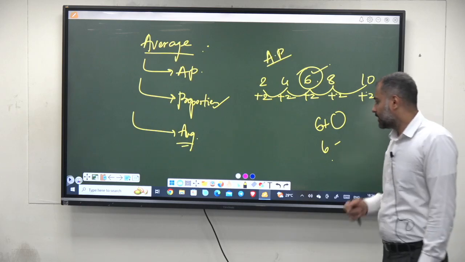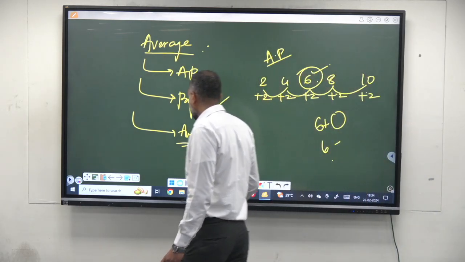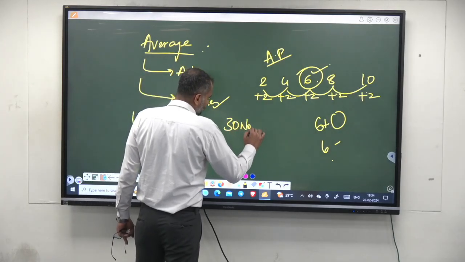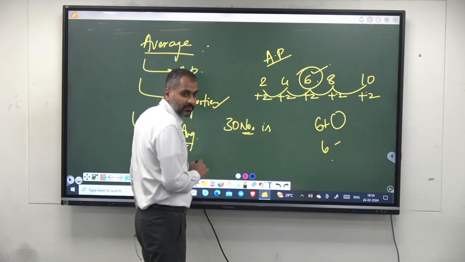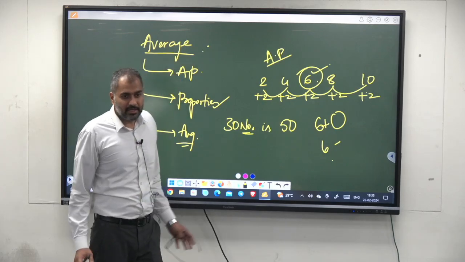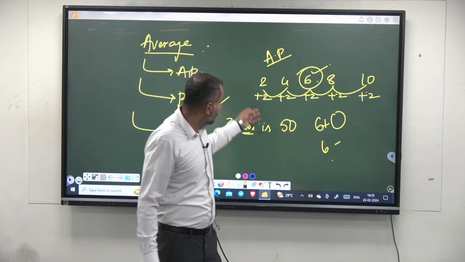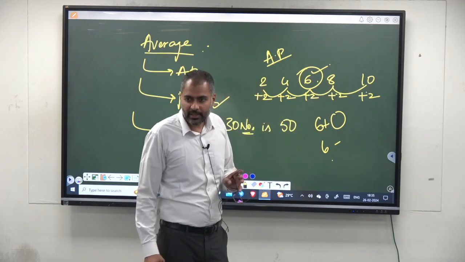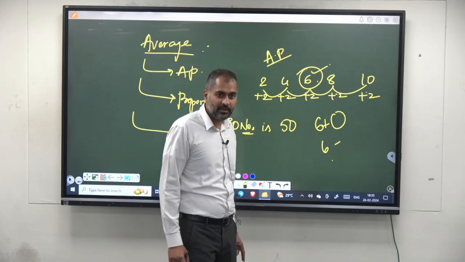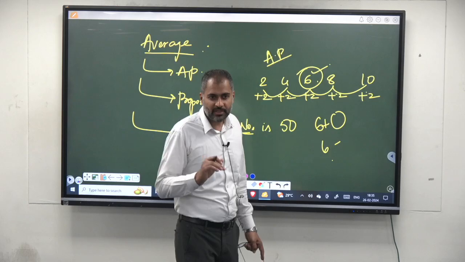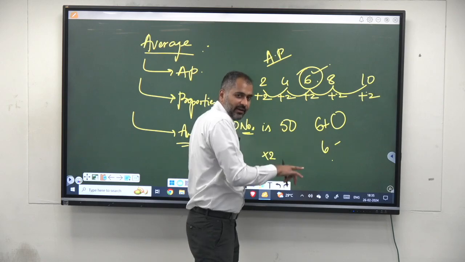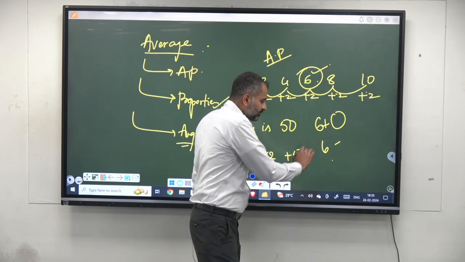Okay, now let's say the average of 30 numbers is 50. We don't know whether they are AP or non-AP numbers. The difference may be the same, may not be the same. Their average is 50. Each of the numbers I will multiply by 2, and then each of the numbers is added by 5.